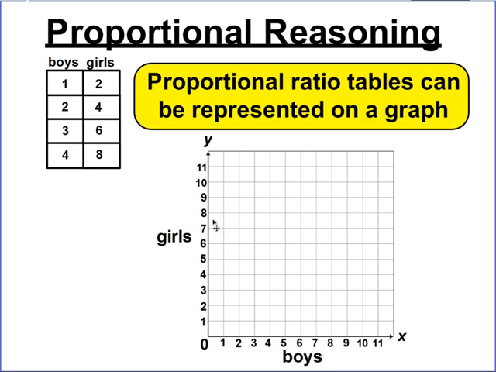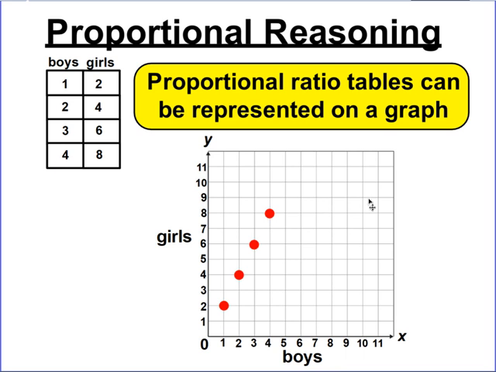So let's start by plotting the first proportion, the first ratio, 1 to 2. Remember that the x value is sideways, the y value is up, so I'm going to go to the right 1 and up 2. The second ratio, 2 to 4, I'm going to go to the right 2 and up 4. The third one, I'm going to go to the right 3 and up 6. And then the last ratio, 4 to 8, I'm going to go to the right 4 and up 8.